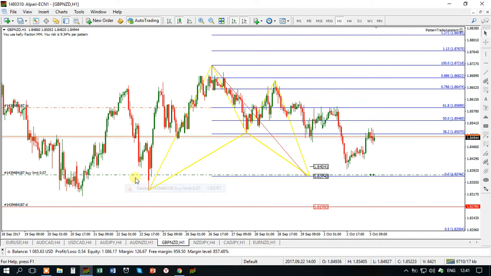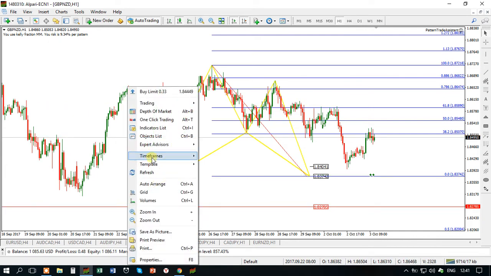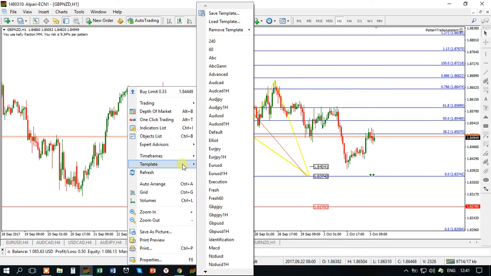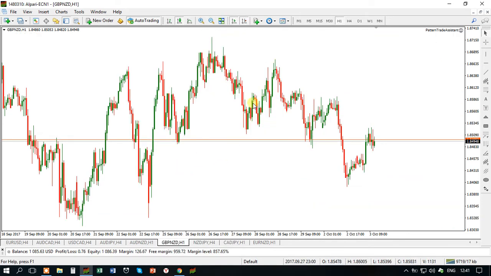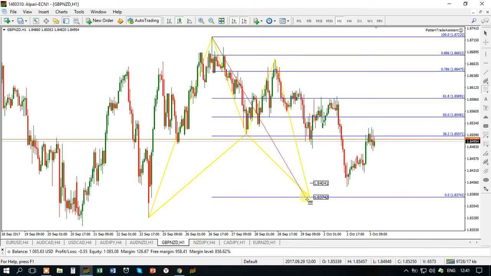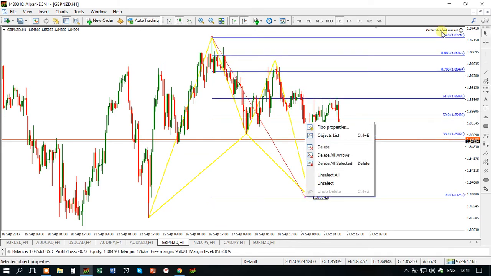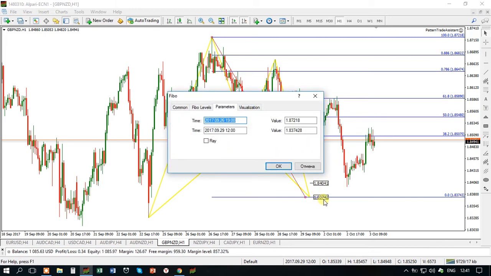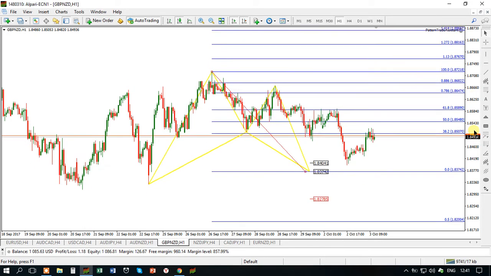Let me delete this. Let me apply the template. That is default template. Let me find the pattern once again. Okay, done. Let me draw the Fibonacci. I had some old settings on this pattern trade assistant. Fibo properties 83 742 742. Done. Going next.